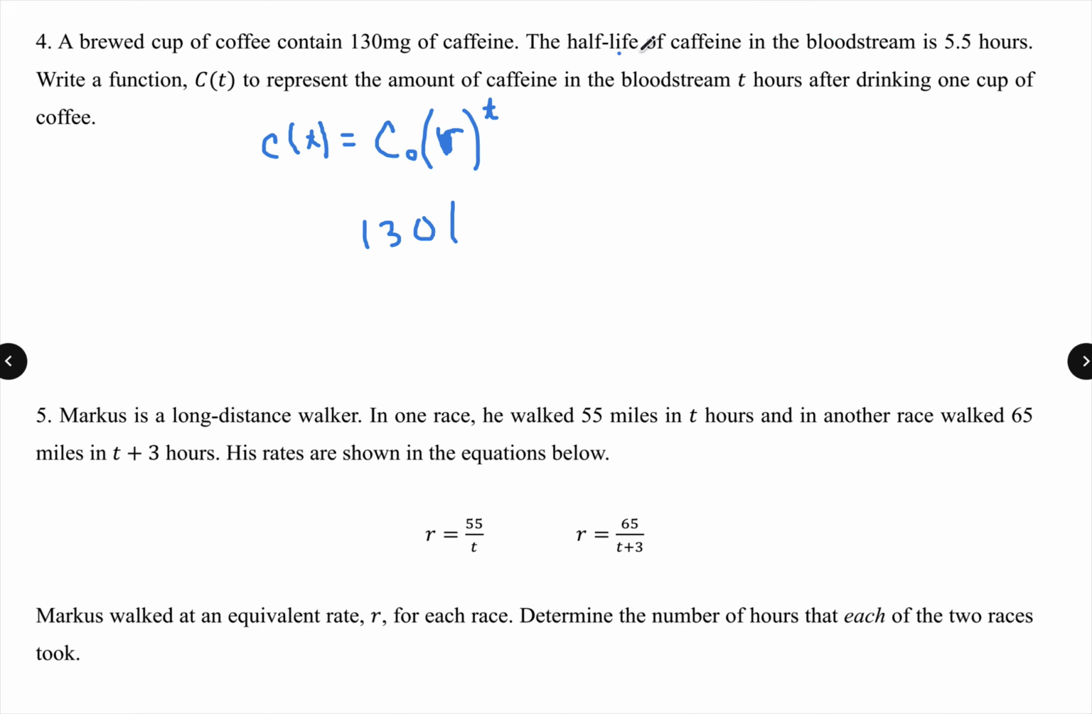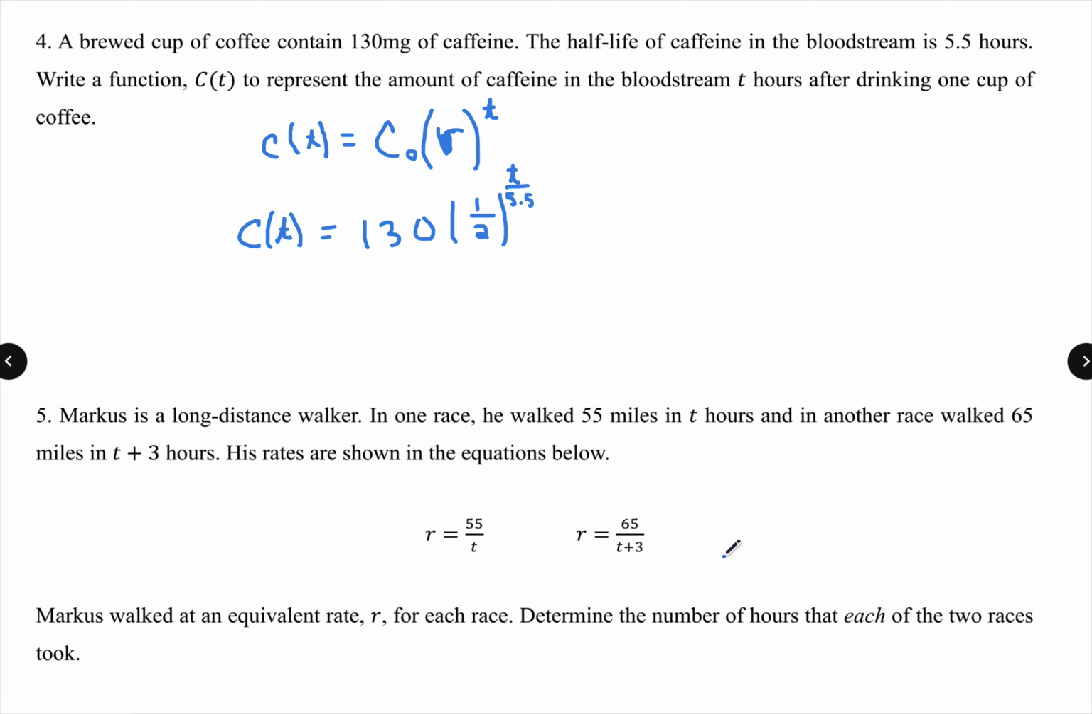Well, what's my rate? My rate is a half-life, so this is one of those special cases where it's not doubling. If it was doubling, it would be 2. If it was tripling, it would be 3. If it's a half-life, my rate is 1/2. And it's being raised to the t, but it's being divided by the half-life, which is 5.5. And at the end, what does it all equal? It still equals C of t.